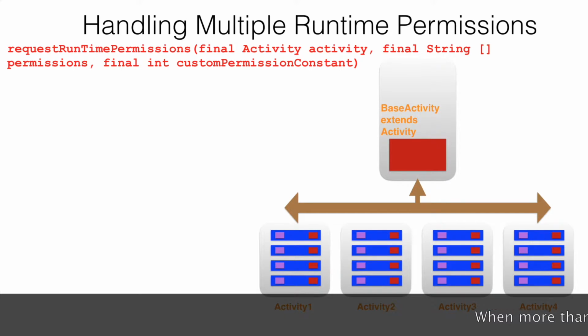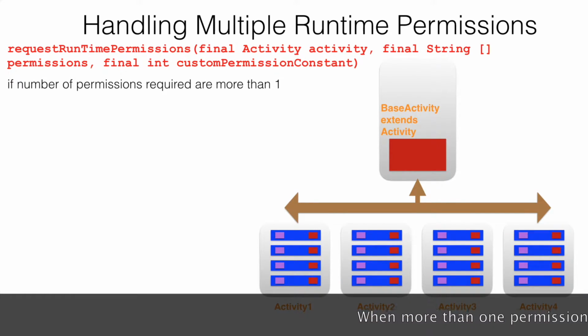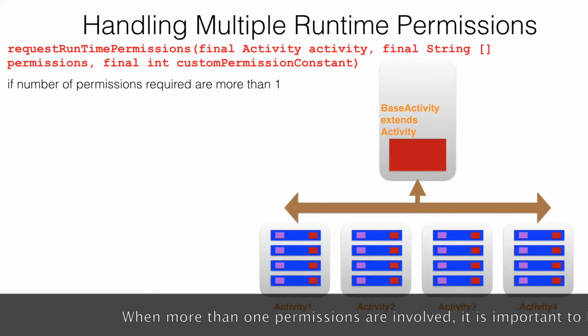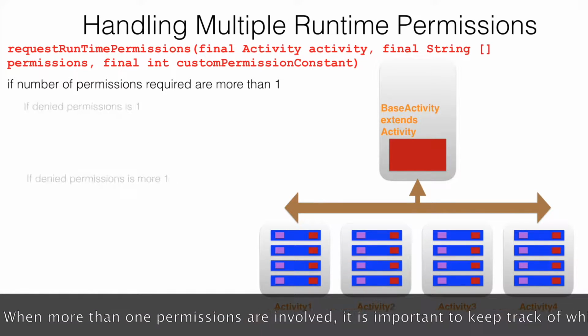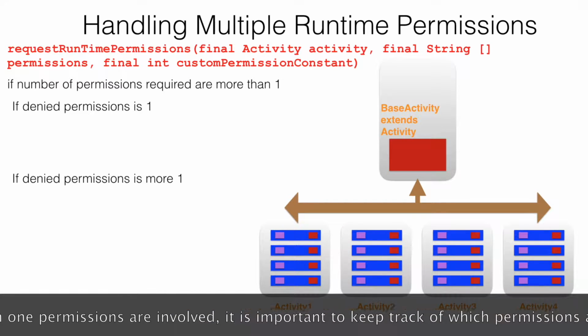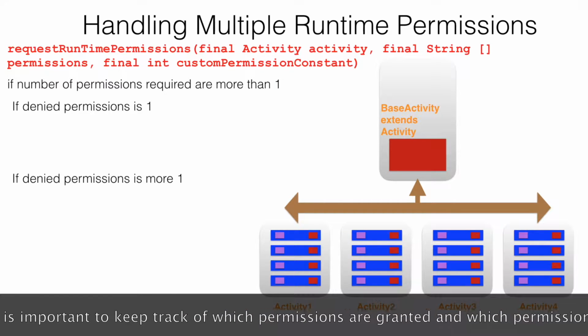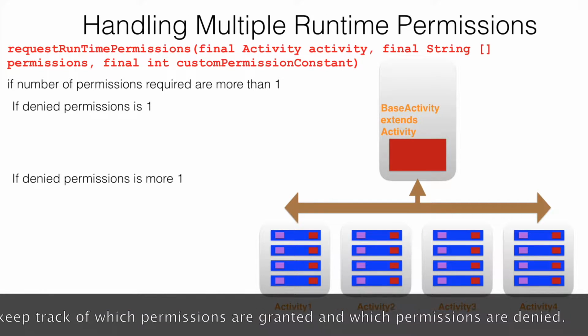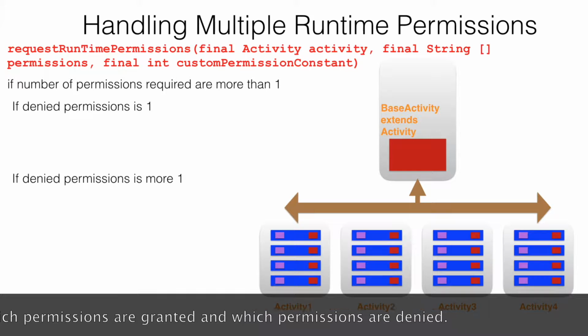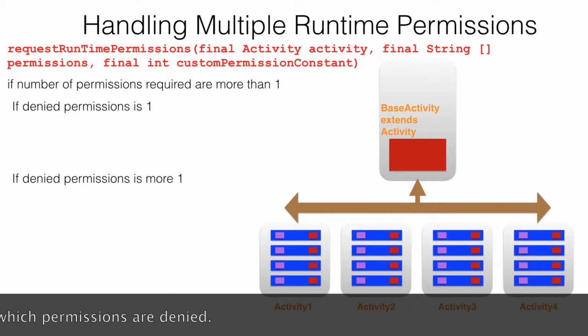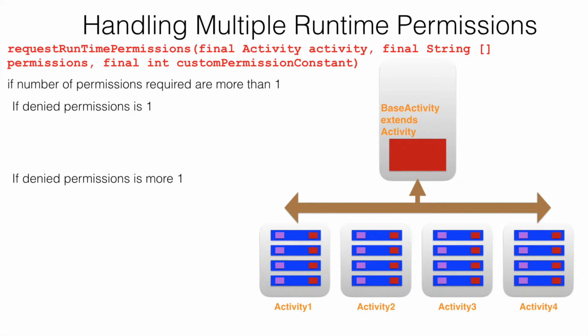What we can do is we can always check if the number of permissions that are required to execute a functionality is more than one. And then we have to also check whether the denied permission is more than one. Assume that you asked for the two permissions and the user denied both the permissions, or denied one permission and granted the another permission. So in that case, you have to make sure that depending upon the number of permissions that you have or you don't have, you show an appropriate flow.